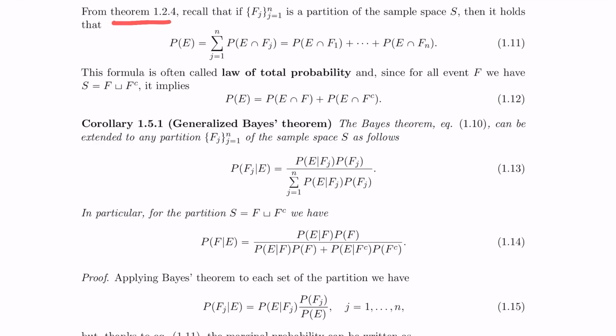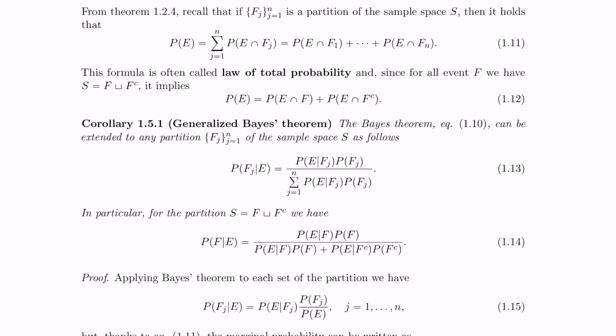From this theorem here, recall that if we have a partition of the sample space S, then this formula holds. That is, the probability of the event E can be written as the sum of the probabilities of E intersected with all the events of the partition. This formula is often called law of total probability.